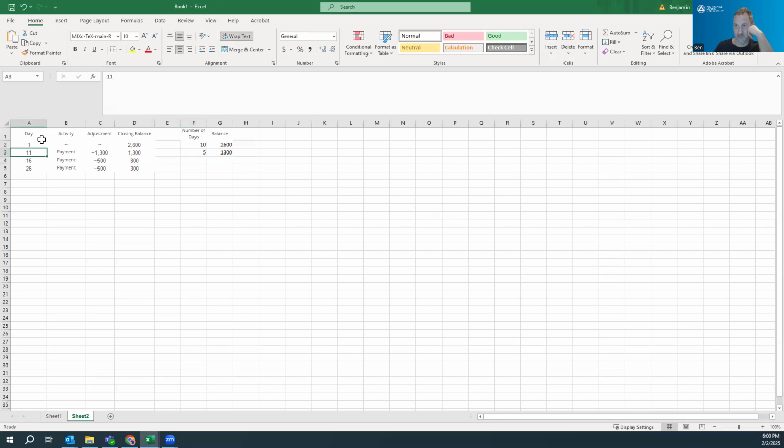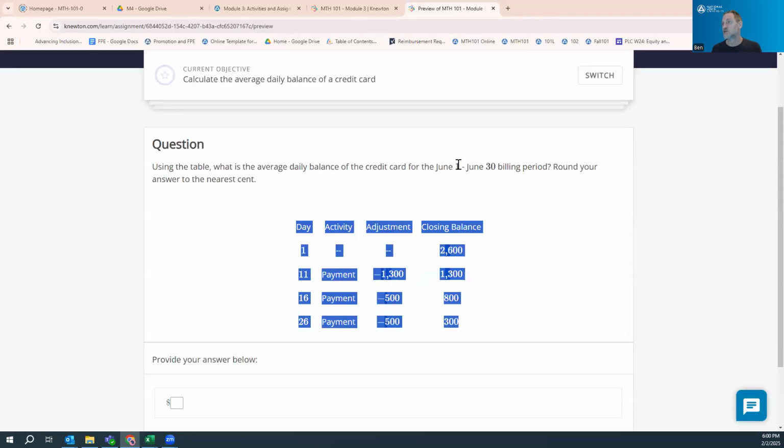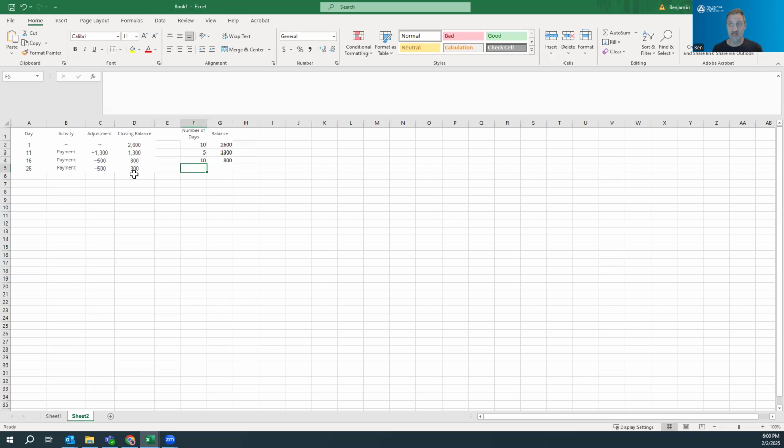If I went from day 1 to day 11, that's 10 days. If I went from day 11 to day 16, that's 5 days. Then I paid, so then there was a balance of 800, and that lasted for 10 days. And then let's go back here and see whether this is June 1 to June 30. So it's 30 days. And so there's 5 more days in the billing cycle, and the closing balance is 300.